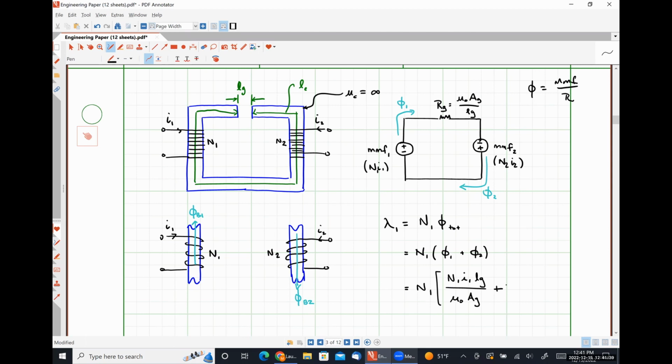And now let's figure out what flux 2 is. Let's do the same thing here, okay? By that I mean we're going to effectively turn off coil 1 so that MMF1 is 0.